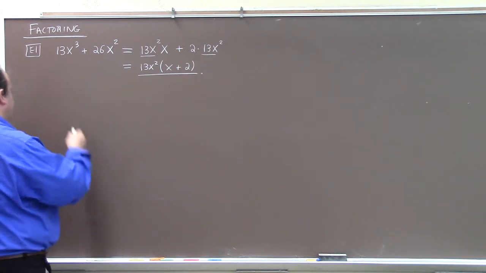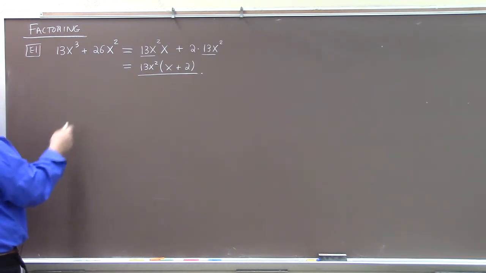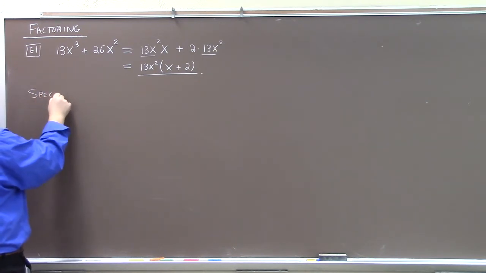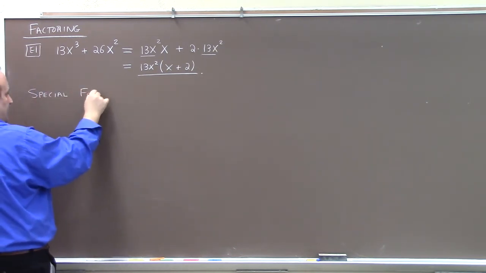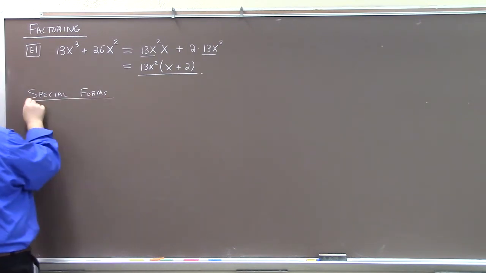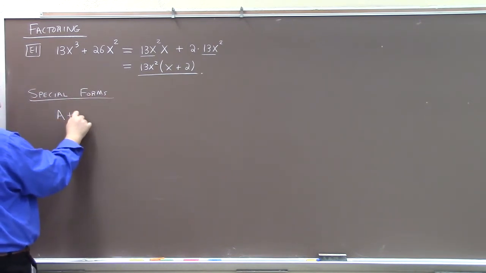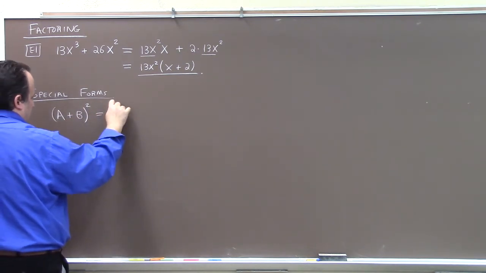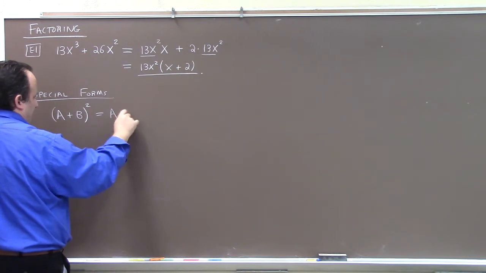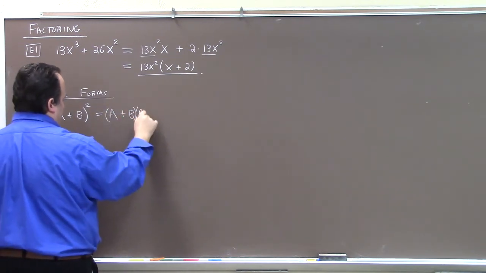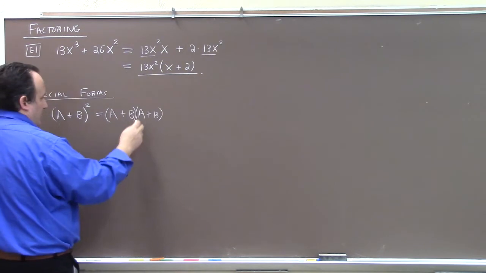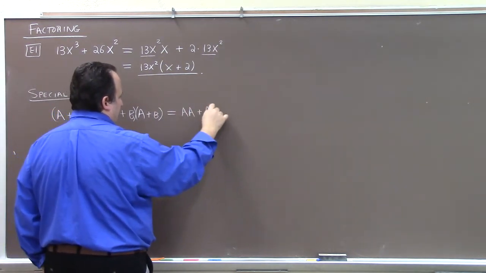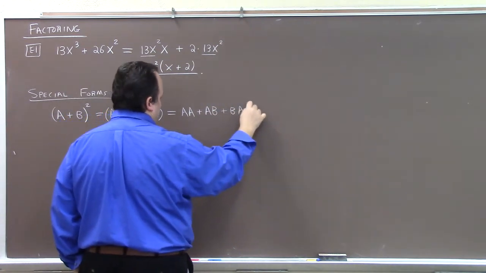Okay, so it's just a warm-up example. So let's talk about special forms. So one of the special forms is a plus b squared. So that's a plus b times a plus b, right? So what is that? A times a, plus a times b, plus b times a, plus b times b.